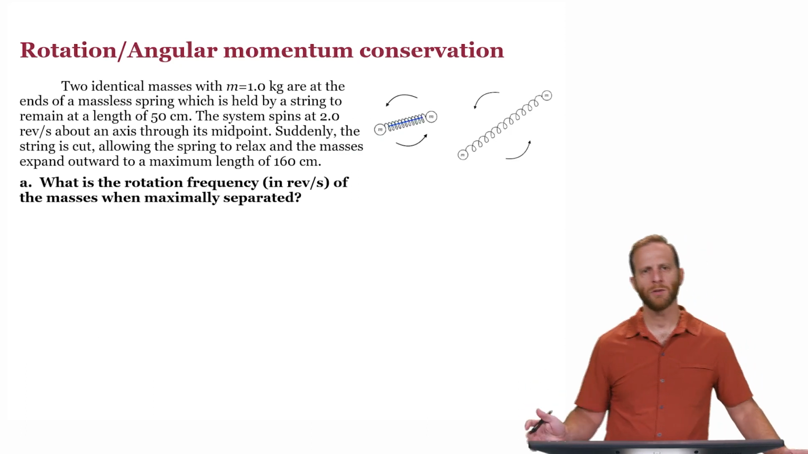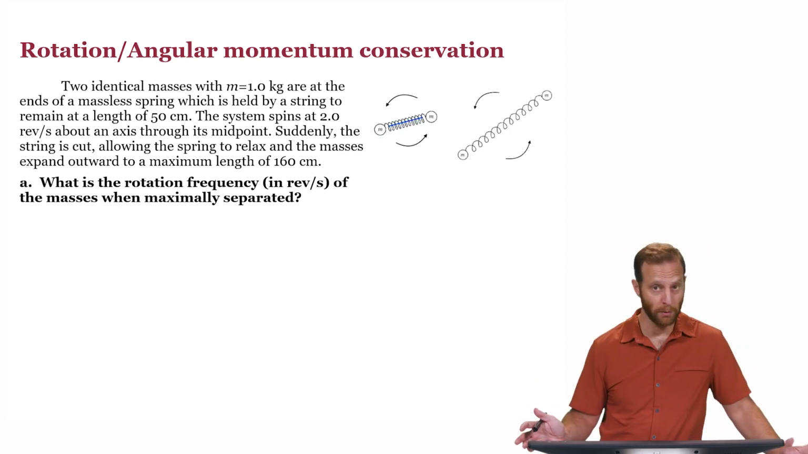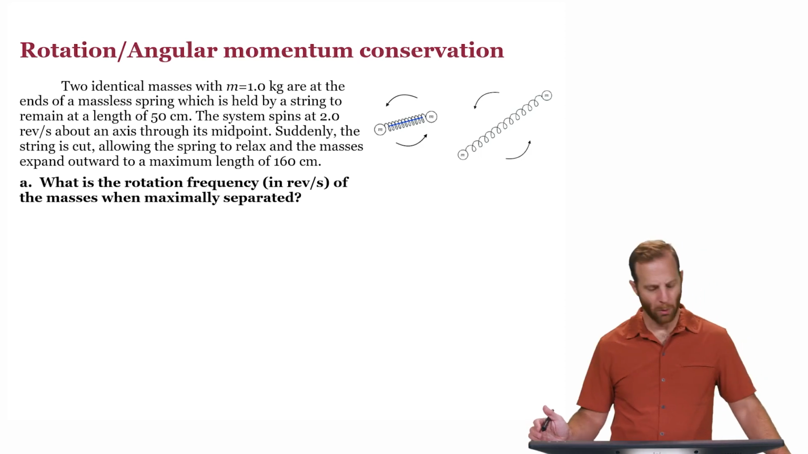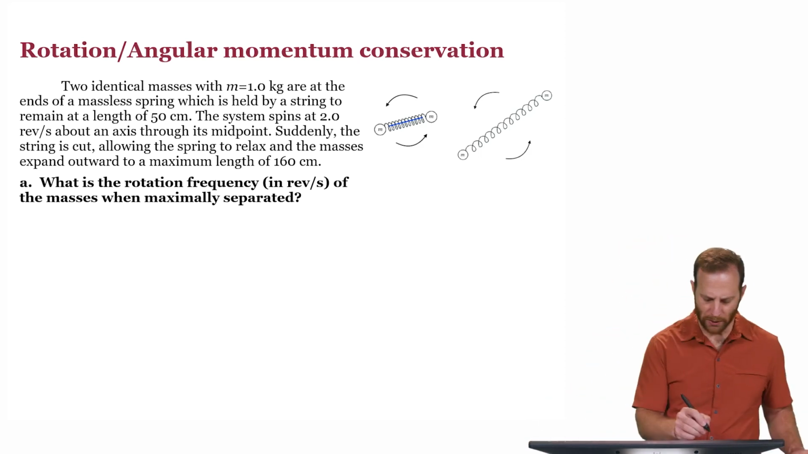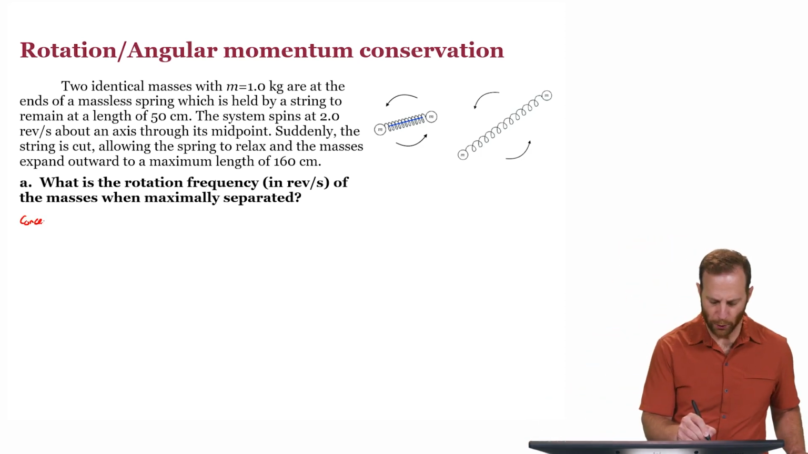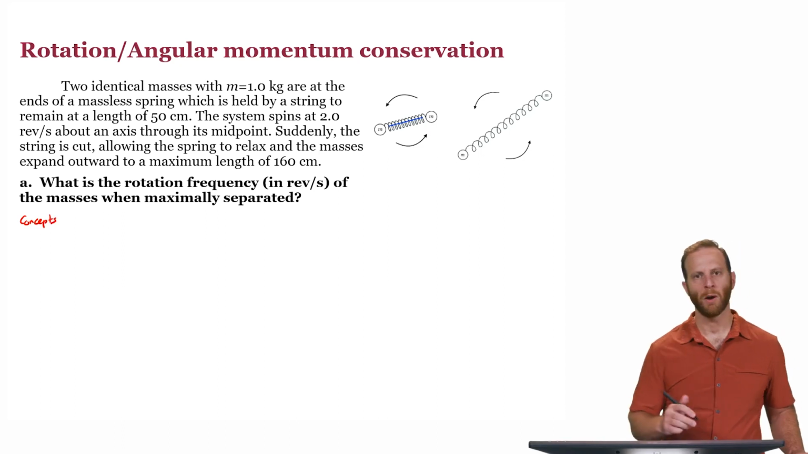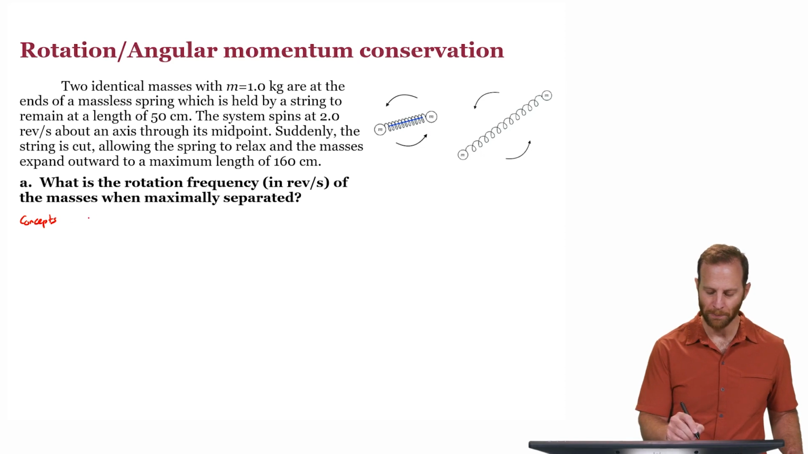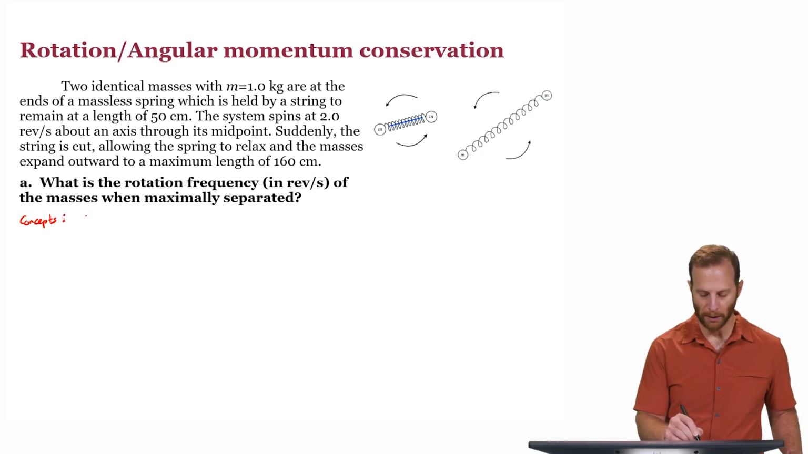So first of all, what is the rotational frequency in revolutions per second of the masses when they're maximally separated? Whenever you are seeing things that are rotating, you might want to ask yourself if angular momentum is relevant. The concepts here are angular momentum, and in particular, conservation of angular momentum.